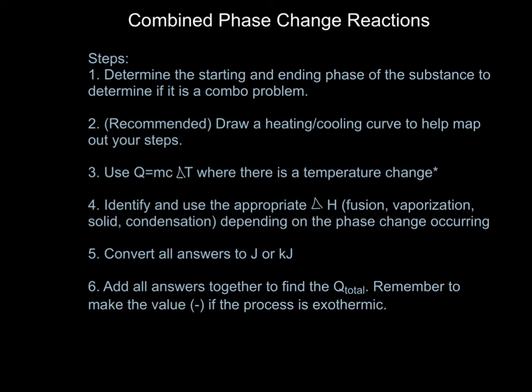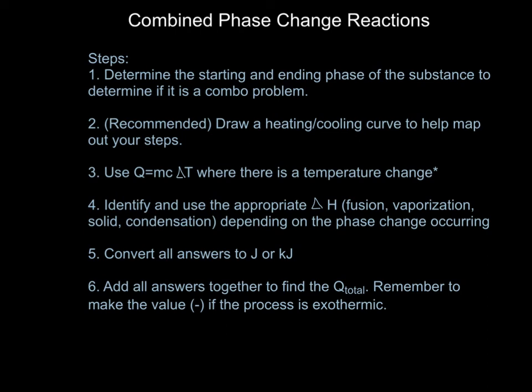So here are a few steps to help you with your combined phase change problems. For step number 1, always determine the starting and ending phase of the substance to determine if it is indeed a combination problem, or if you can just use Q equals mcΔT as long as there's a temperature change the entire time, or if you can just use your molar heat conversion factor if it's just during a phase change, or if you have to use a combination of both for something that includes both temperature changes and phase changes. For step number 2, I highly recommend drawing a heating or cooling curve to help map out your steps.